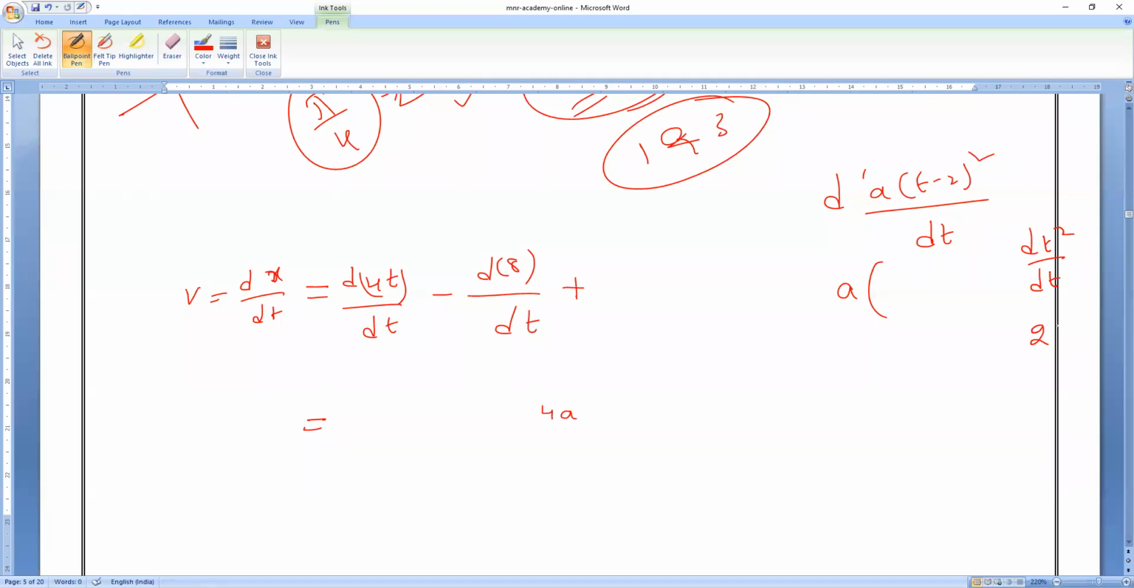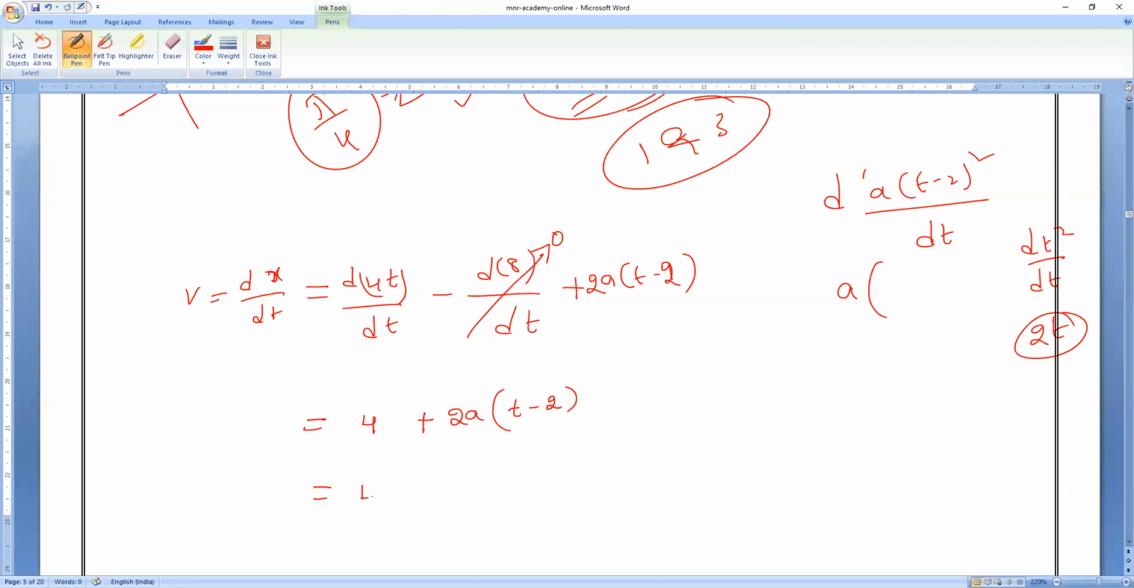Yes, sir. Yes, that's all it is. So that's all I will take. So here what will come? 2a into (t minus 2). Is it right or wrong? So t minus 2. Yes, sir. Okay, Pradosh, Rudreshwar. So differentiation of 4t is 4. Next, plus differentiation of this one is 0, plus I will get 2a into (t minus 2). Is it okay now? Rudreshwar, correct?